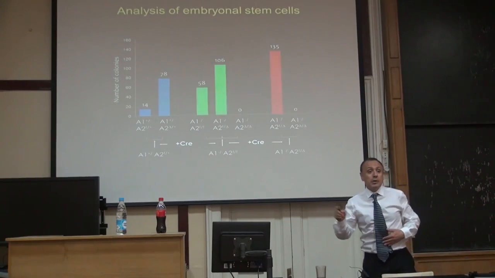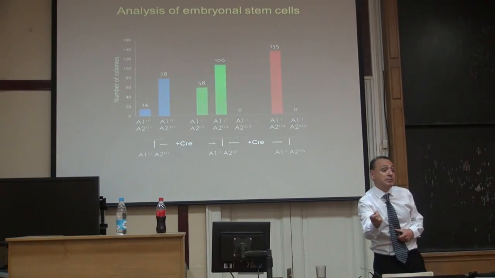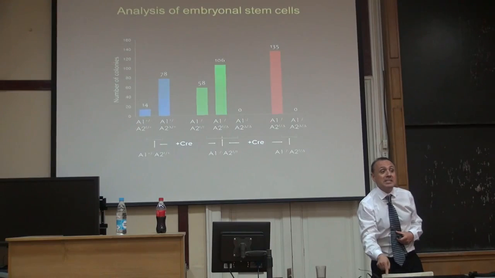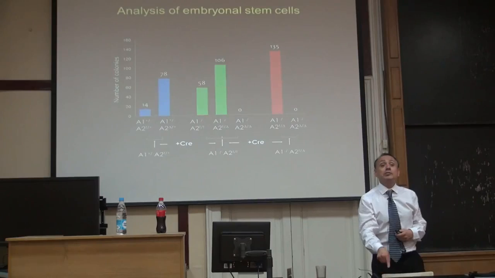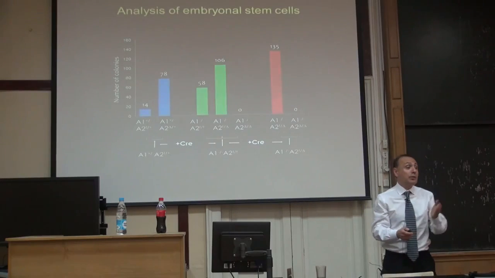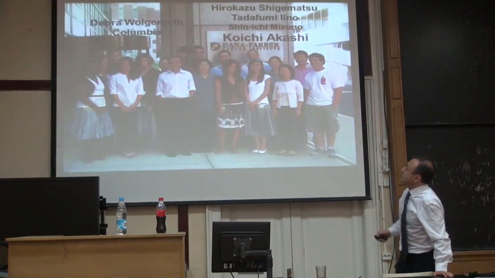But now we did a situation where we have stem cells, and then we can turn off cyclin A. And what happens is that these cells are dying. So the thinking that cyclin A is required for proliferation was not correct. It's required for survival of stem cells. And this is why I was preparing to talk to you. I corrected and I wrote here the survival.